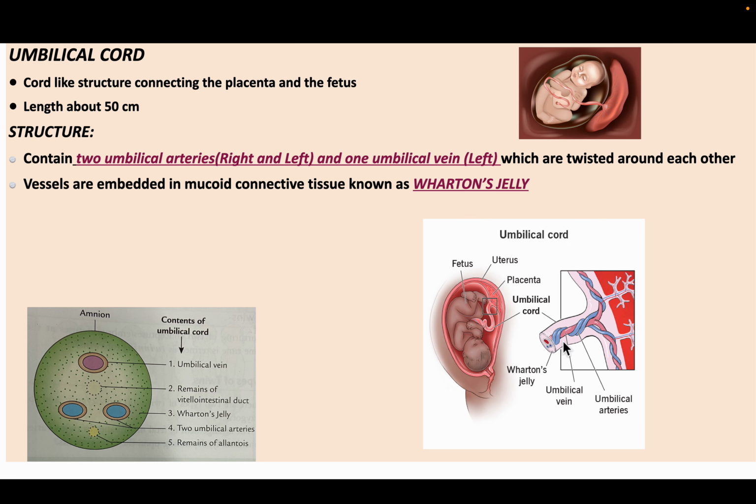So in this, Wharton's jelly is there. Now it is covered by the amnion, then remains of the allantois are present, then remains of the vitello-intestinal duct are seen. So these are the contents of the umbilical cord.